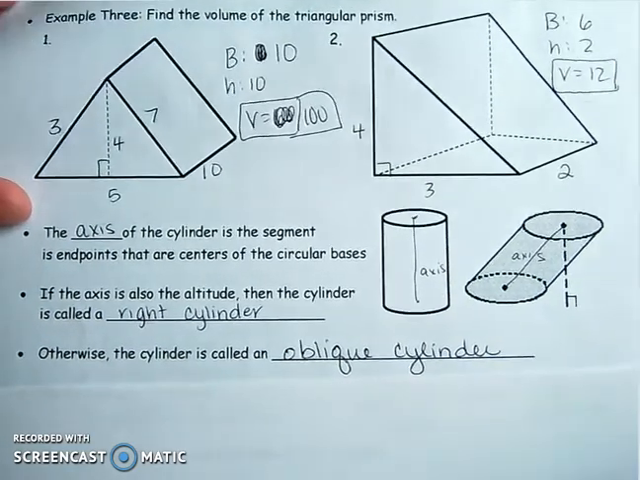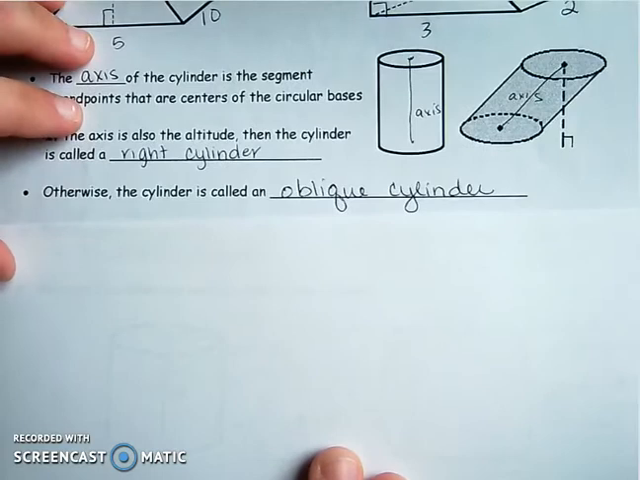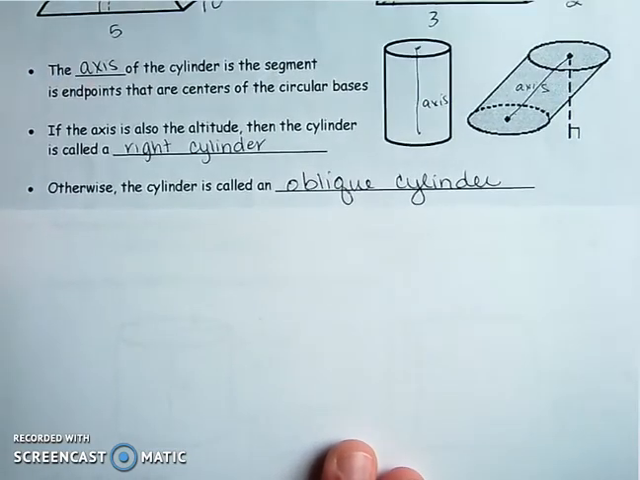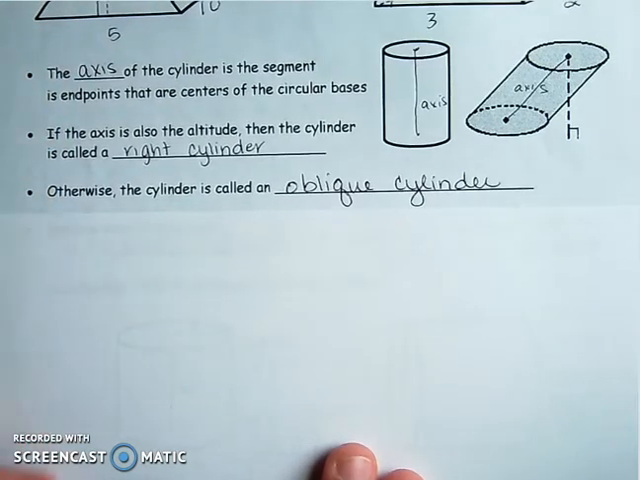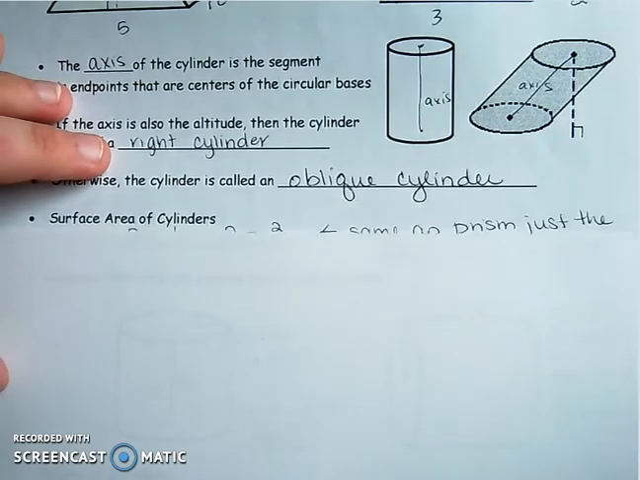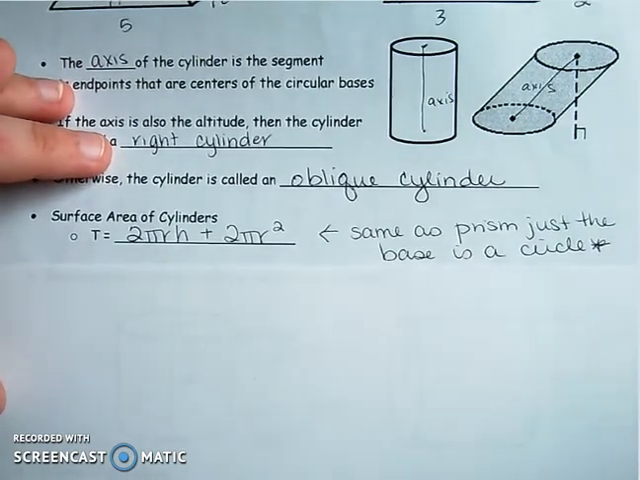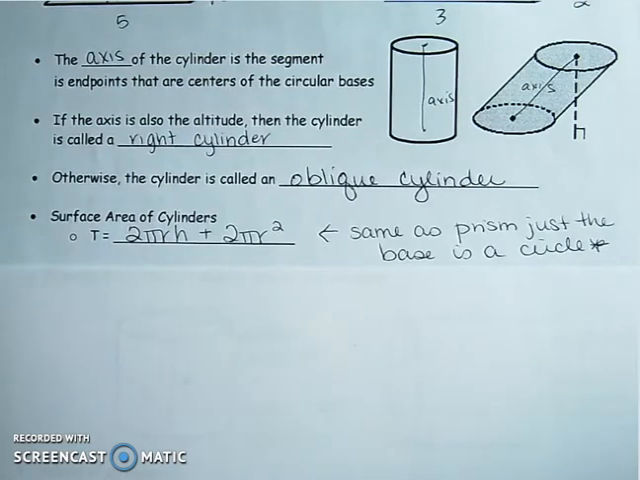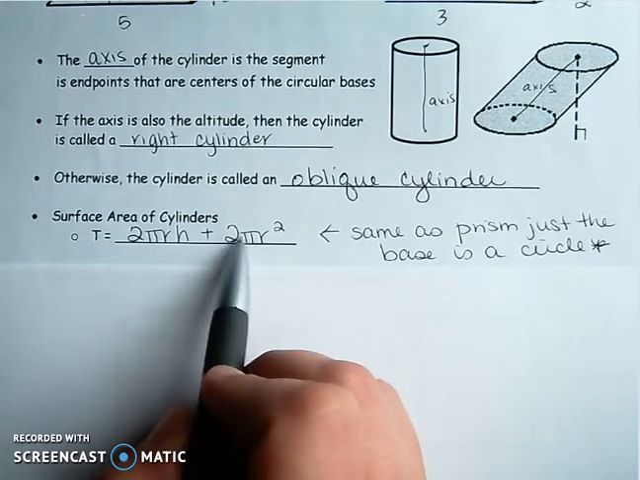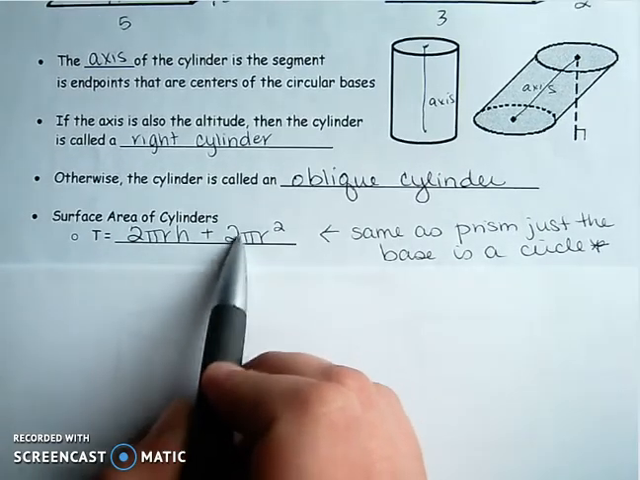Now with surface area, remember for a prism, it's the perimeter of the base times the height plus 2 times the area of the base. Well, if you remember from our circles unit, perimeter of a circle is really circumference, and area of a circle is just an area of a circle. So if we take that into account with our formula, surface area, or T, is 2 pi r h, because this is circumference, plus 2 pi r squared, because this is our area formula.